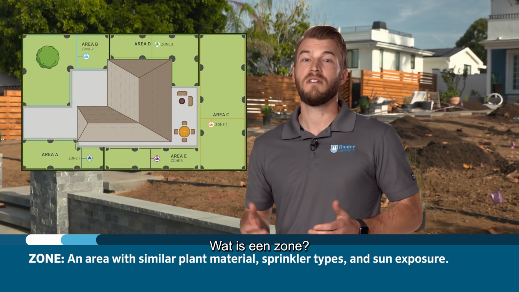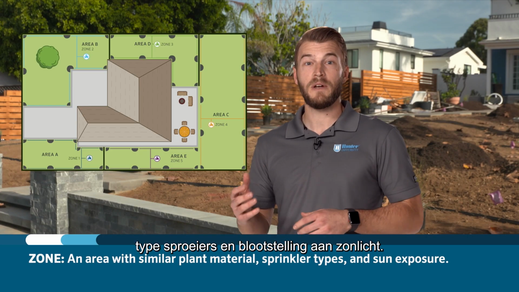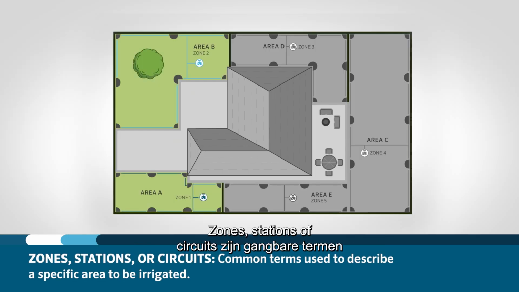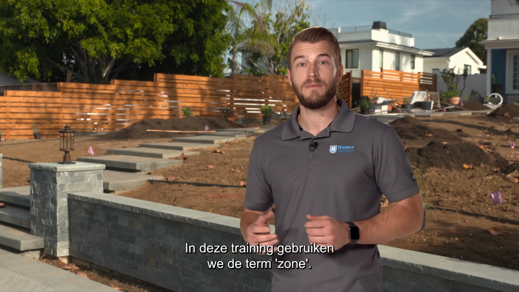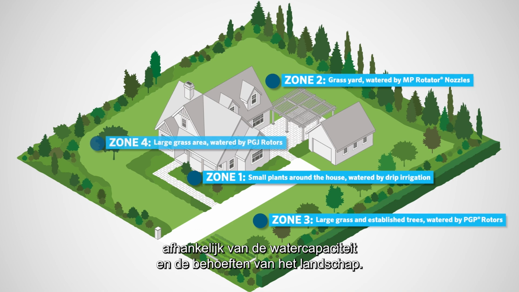So, what is a zone? A zone is an area with similar plant material, sprinkler types, and sun exposure. Zones, stations, or circuits are common terms used to describe a specific area to be irrigated. In this training, we will use the term zone. Areas throughout the property are divided into multiple zones depending on water capacity and the landscape needs.